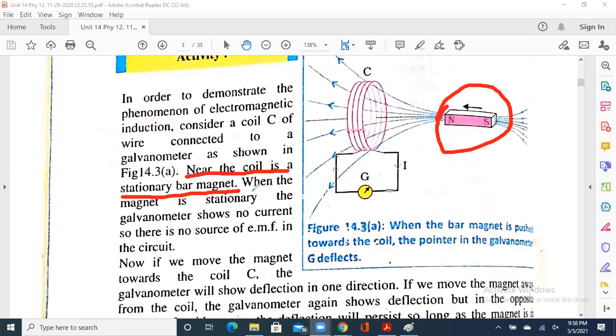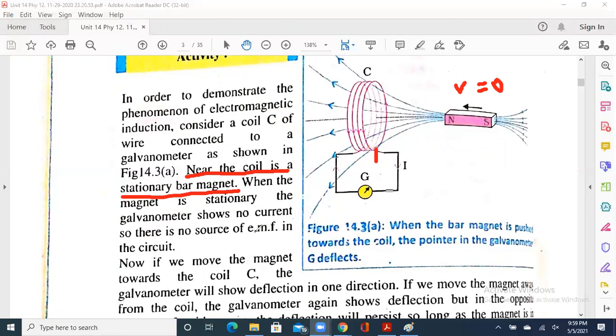If the magnet is stationary, if the magnet is not moving, then the galvanometer shows no current. Then there will be no current flowing inside the galvanometer. Zero current when there is no movement. If the velocity or movement is zero, then the current is also zero. This is the first situation.